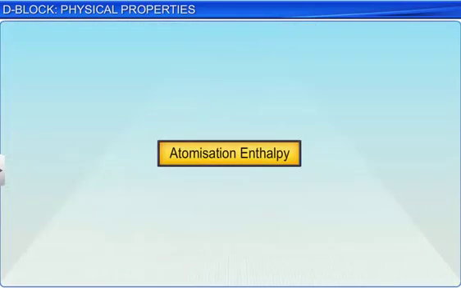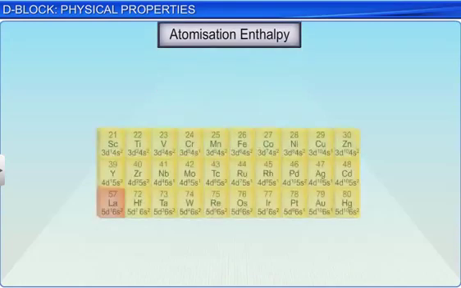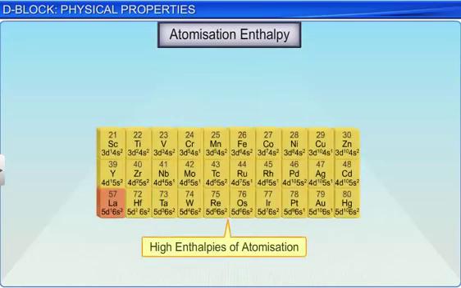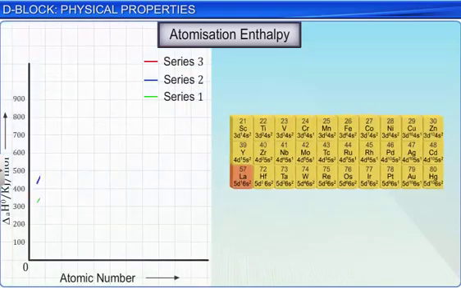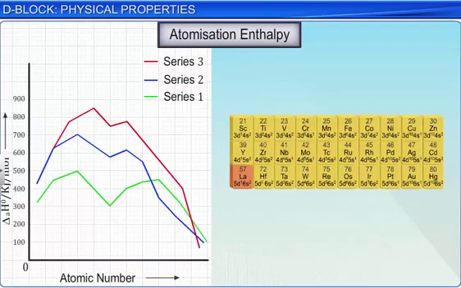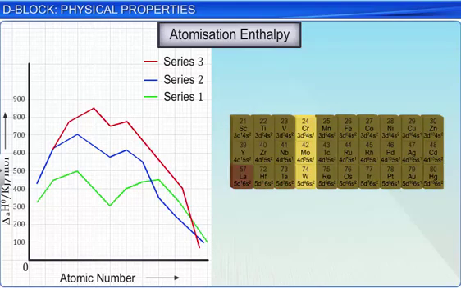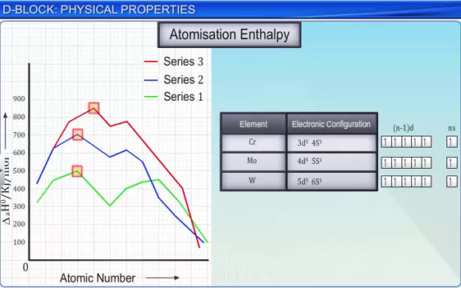Now let's look at the atomization enthalpies of these elements. These elements have high enthalpies of atomization. The trends in the enthalpies of atomization of these elements are shown in this graph. From the graph, you can see that they exhibit maxima at about the middle of each series.